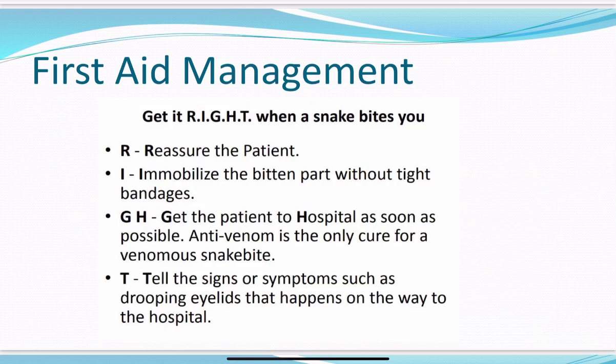Here is an easy mnemonic for the first aid management of snake bite. It's called RIGHT, right? So R stands for reassure the patient. I for immobilize the bitten part without tight tourniquets. GH stands for get the patient to hospital as soon as possible because antivenom is the only cure for a venomous snake bite. And then last, T stands for tell the signs or symptoms, such as drooping eyelids, that happen on the way to the hospital.